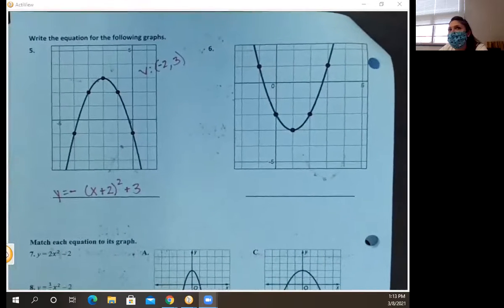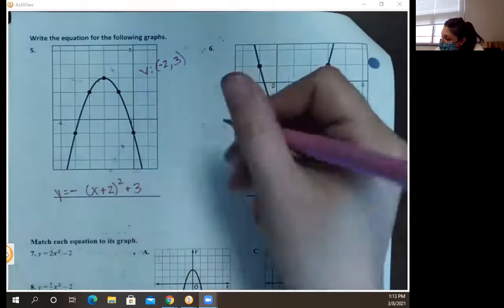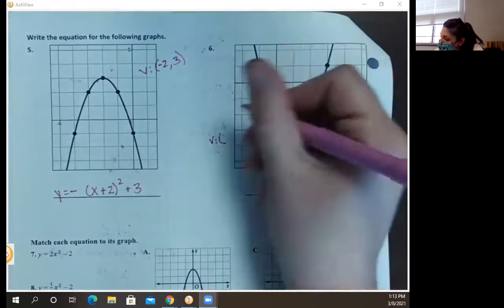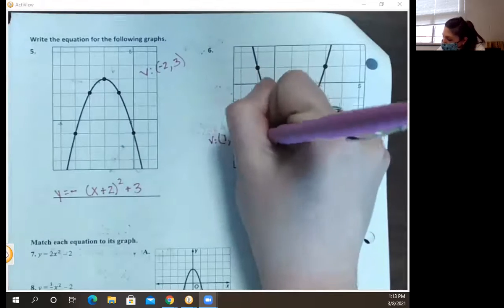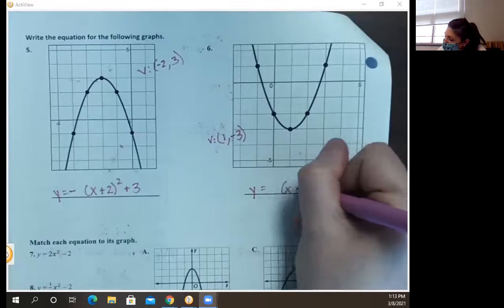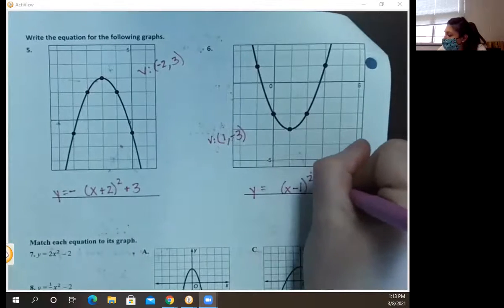Questions on 5? Okay, let's take a look at 6. Same idea. I'm going to start by picking out my vertex. So my vertex here is at (1, -3). So I would have y equals (x - 1) squared minus 3.